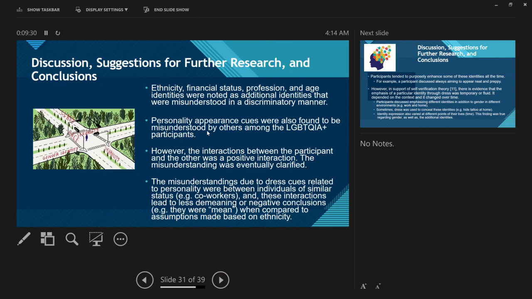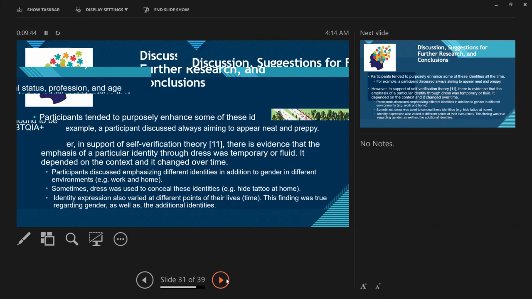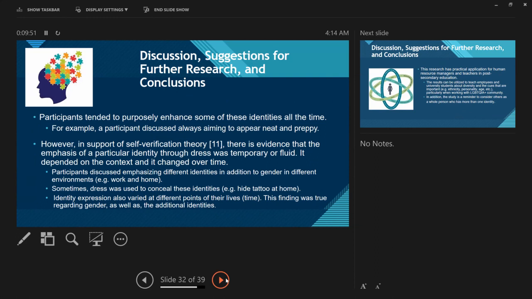Personality and appearance cues were also found to be misunderstood by others among the LGBTQ community. Participants tended to purposely enhance some of these identities all the time. However, in support of self-verification theory, there is evidence that the emphasis of a participant's identity through dress was temporary or fluid, and it depended on the context as it changed through time.